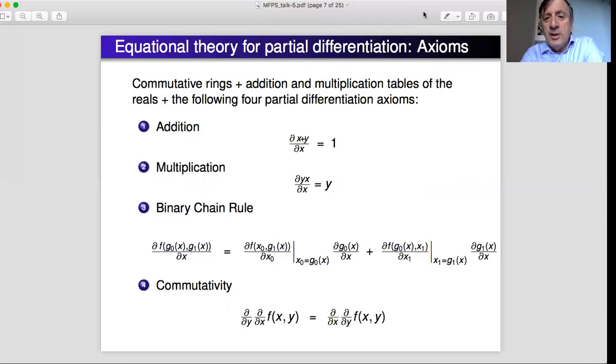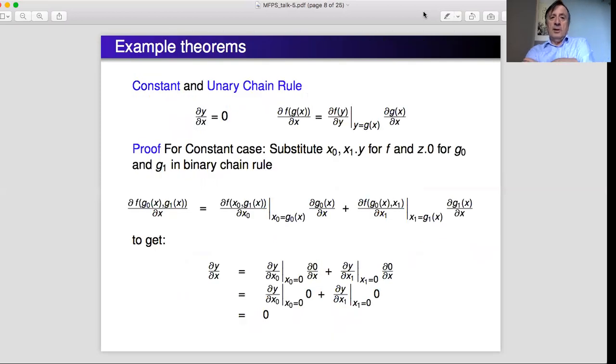One easy consequence is to set y equal to 0 in the first 2 axioms. That gives you dx by dx is 1 and d0 by dx is 0, which will both be useful. So let's look at another example theorem. Let's take the constant case in the unary chain rule, for example dy by dx equals 0. And I want to show you how you get that from the binary chain rule.